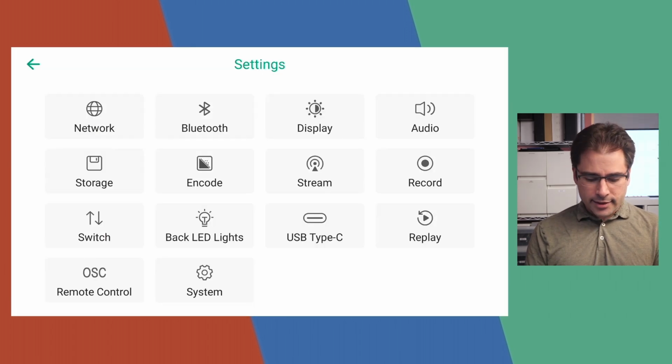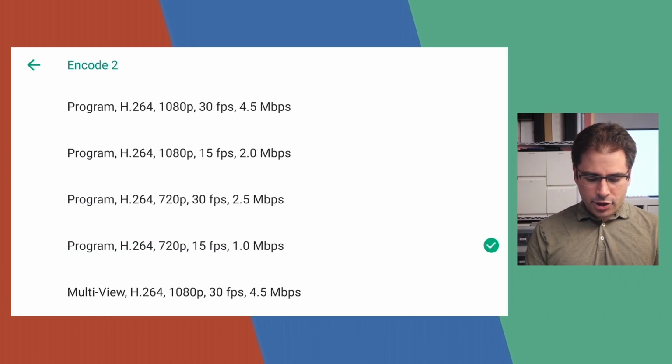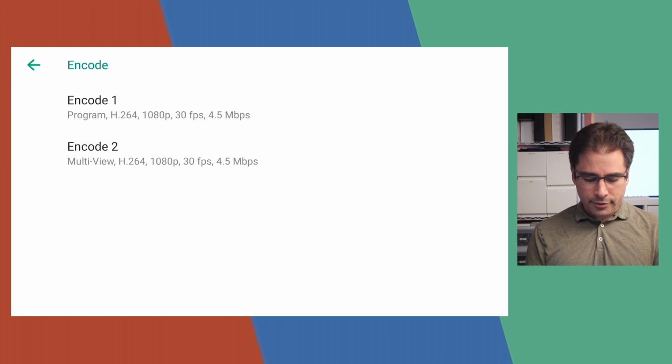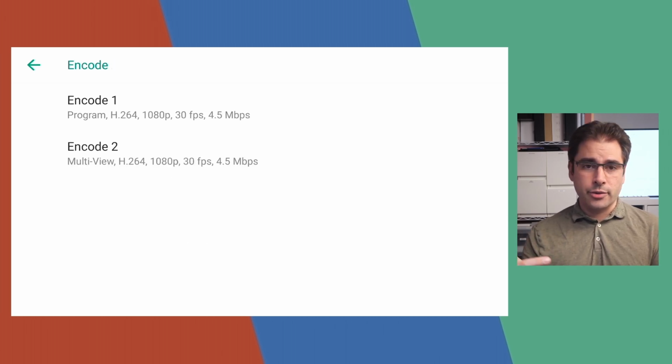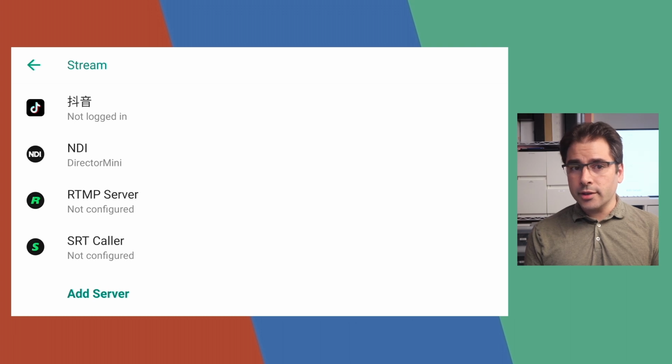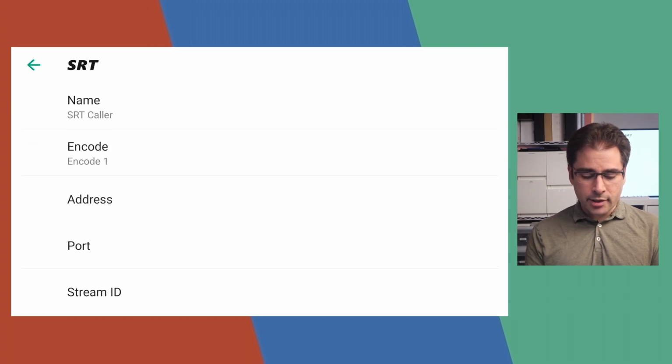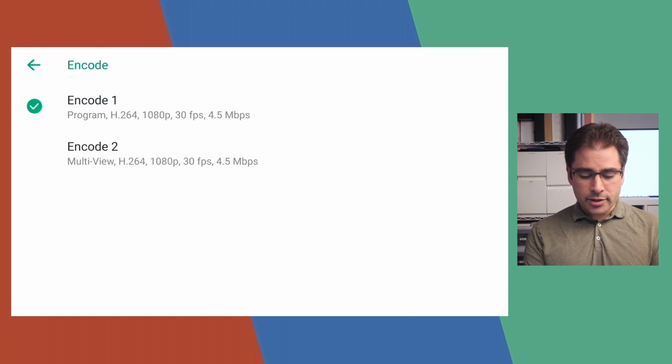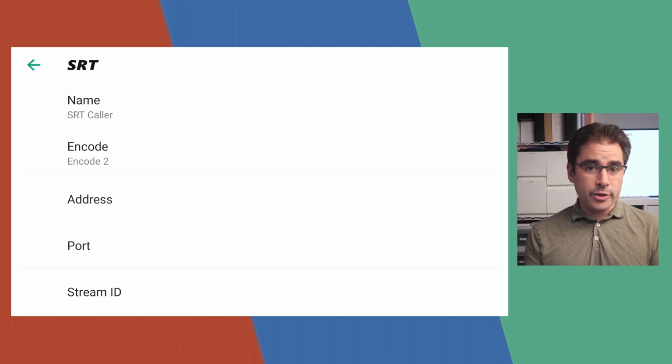So we'll go into the settings here, go back into encode, change encoder 2 to show the multi-view. Now encoder 1 is going to be streaming the program and encoder 2 is the multi-view. So I could go into the encoder section here, go to SRT Caller, and actually now make the SRT stream that it's going to push out be the multi-view.